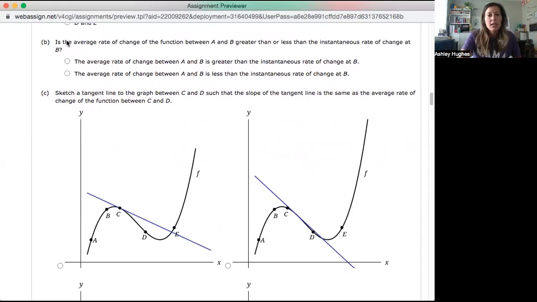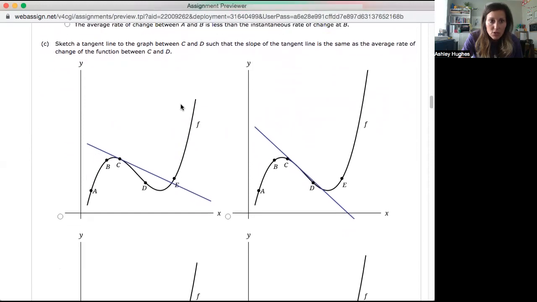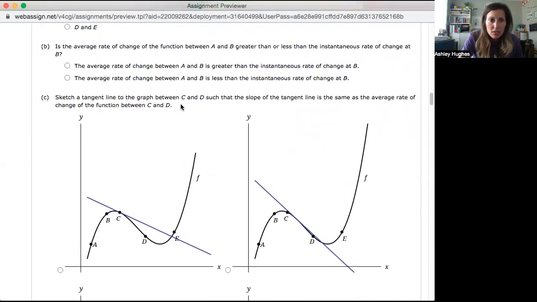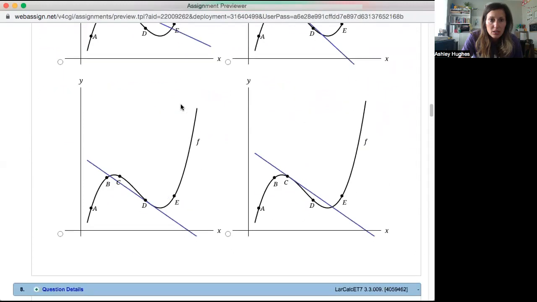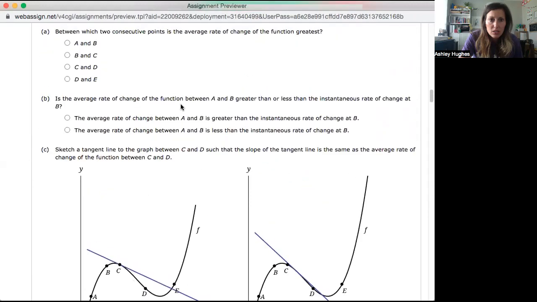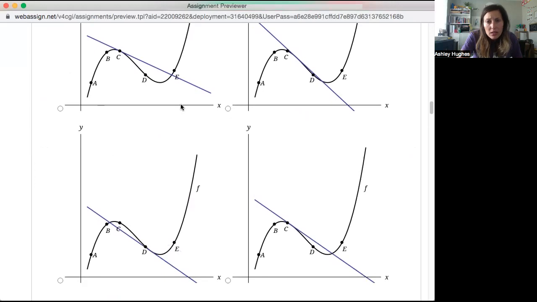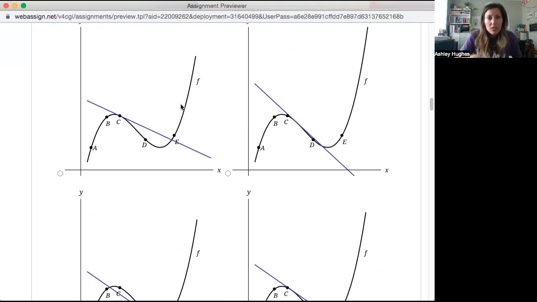Okay. Sketch a tangent line to the graph between C and D such that the slope of the tangent line is the same as the average rate. So this one is tricky. I don't really love the way this is.